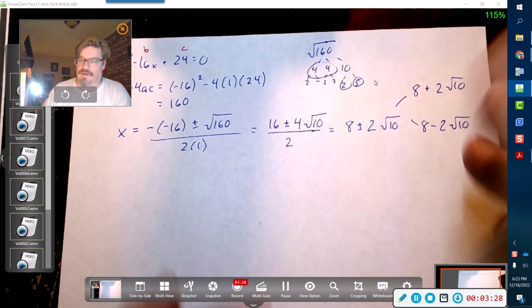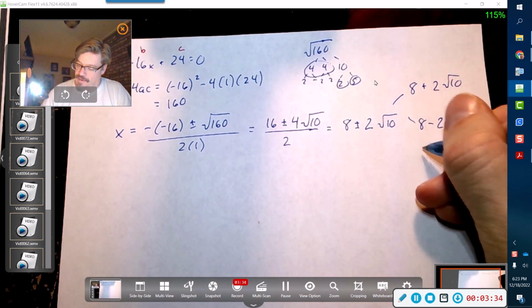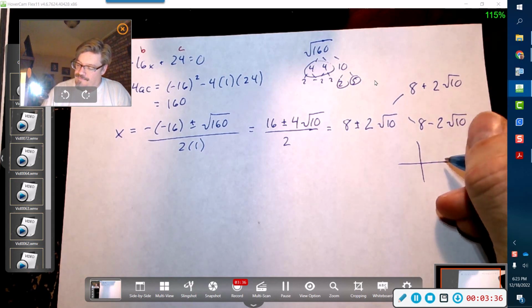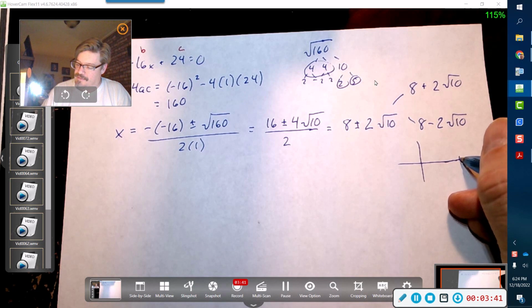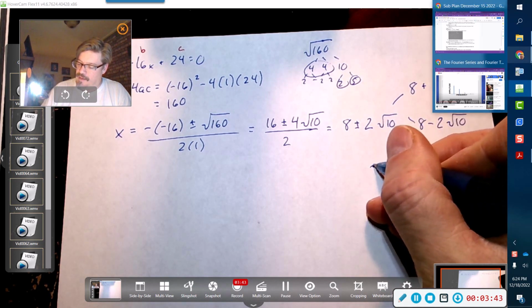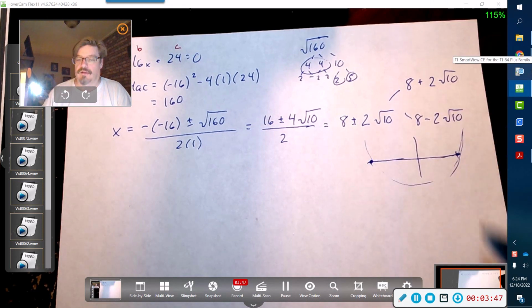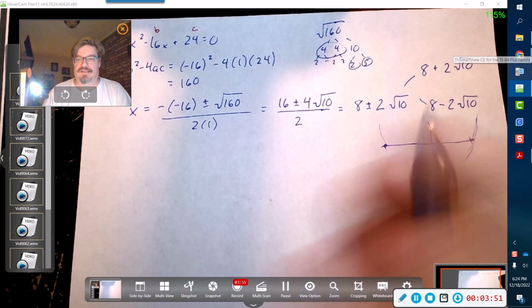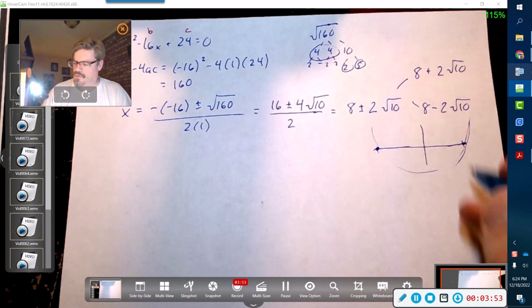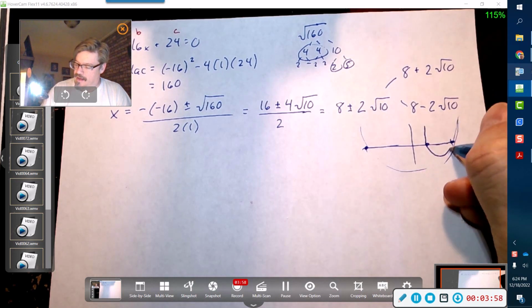Those are actually two numbers, 8 plus 2 radical 10 and 8 minus 2 radical 10. If we were to graph this, 8 plus 2 radical 10 is going to be 11 something, and then the other one would be over here. So we'd have this big old quadratic that looked like that. Something like that. It hits in both places. Wait, 2? No, that'd be much closer. It'd be like 6 something, so it'd look like that. Okay?